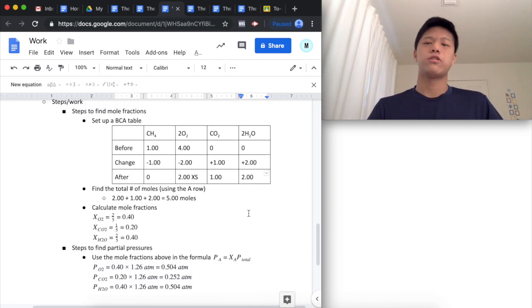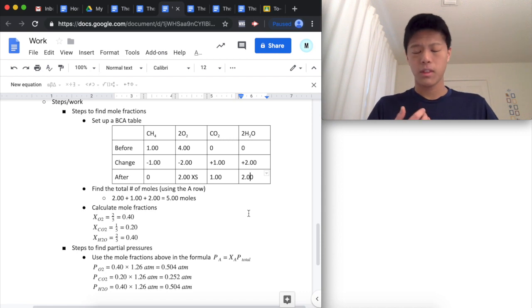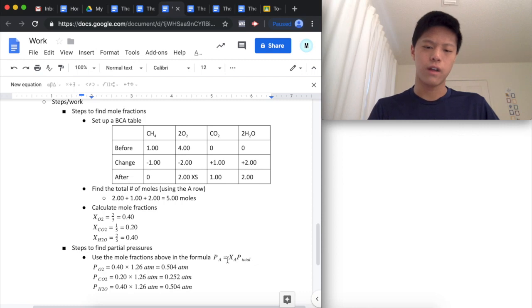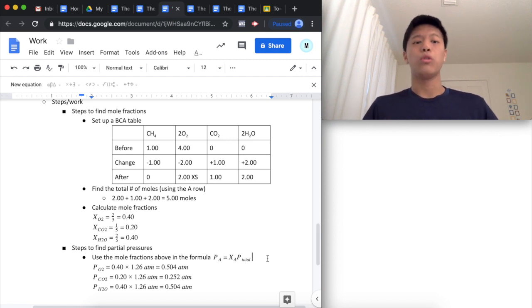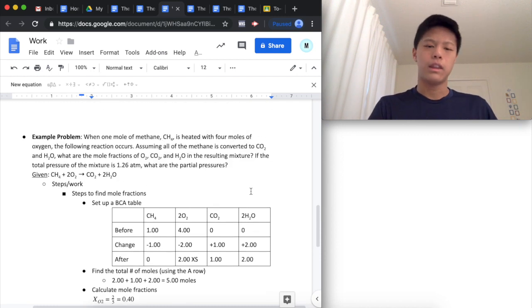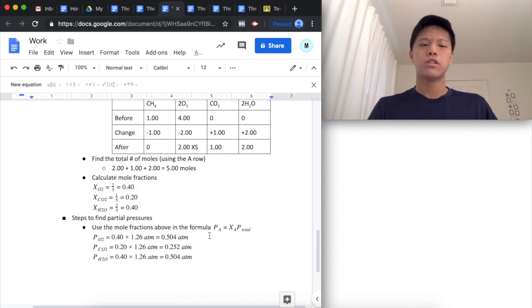So with partial pressures, you have to understand that the partial pressure formula is as follows here. PA is the partial pressure of one of the gases, XA is the mole fraction, and P total is the total pressure inside the container. And in the problem, we're given that the total pressure is 1.26 atm. So you just substitute in the formula all the values. You'd use the mole fraction that you calculated in the previous part of the problem.